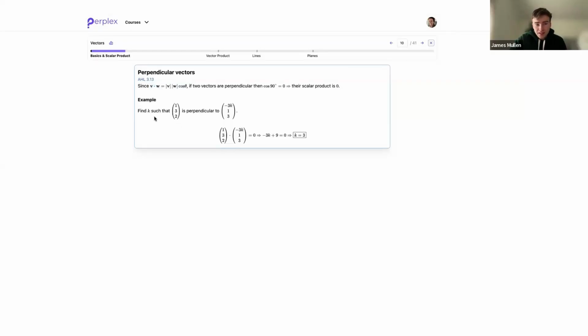Now, let's do an example. Let's say I have the vectors (1, 3, 2) and (-3k, 1, 3), and they're perpendicular. What does that mean? It means if I take the dot product and expand it out, I get negative 3k plus 3 plus 6, which is negative 3k plus 9. That has to be equal to 0 for perpendicular vectors, and solving that tells me that k is equal to 3.